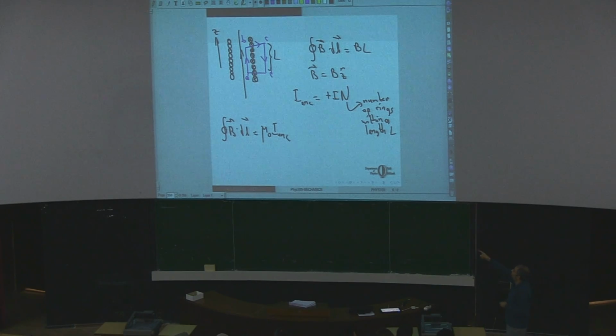I could have chosen my loop to be running in the opposite sense. Well, let's solve the same problem using that convention. Let's finish this one, and then resolve exactly the same problem by just choosing my loop to be running in the opposite sense, and see what happens.